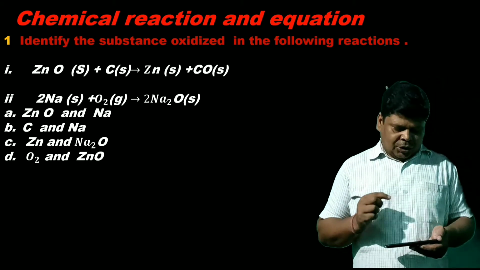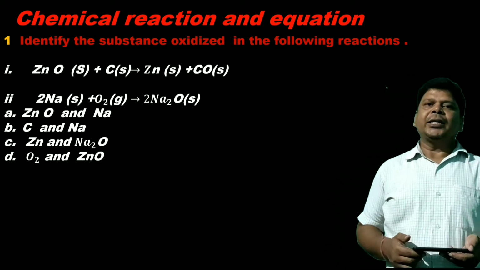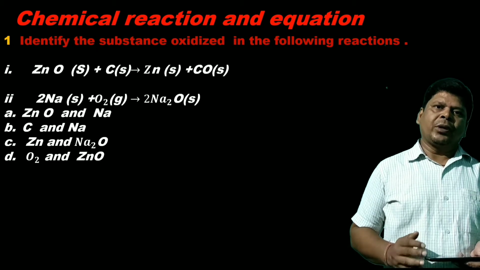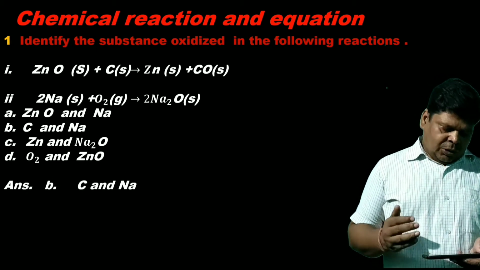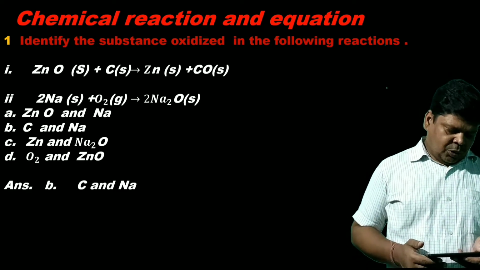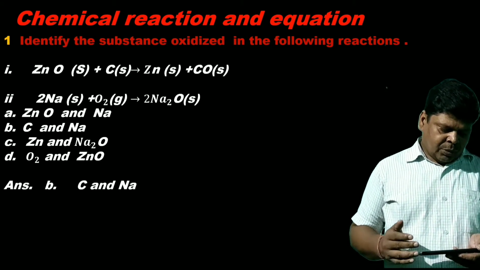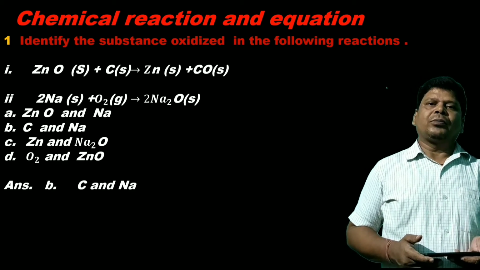Here, zinc oxide plus carbon forms zinc plus carbon monoxide, and second is sodium reacting with oxygen, which forms sodium oxide. Addition of oxygen is oxidation. Here oxygen is added to carbon and sodium. So among all the four options, the answer would be B, sodium and carbon.